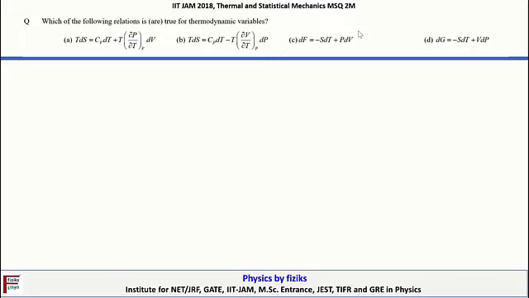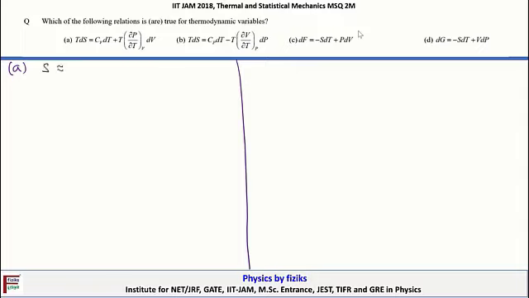Which of the following relations is true for the thermodynamic variables? We have to look for the correct relations one by one. Here we will continue with the first option, option A. Let's try to check whether it's correct or not.